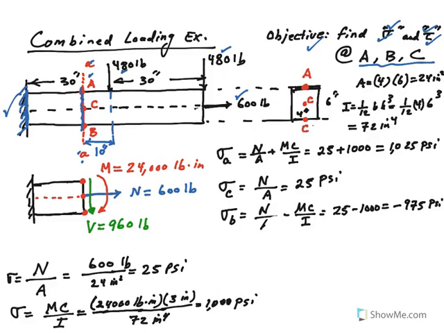So let's look at this section. If we cut right here and look at the left side of the beam, you could also use the right portion if you want, but it's easier to use the left side. All you have to do is transfer all the loads to that section. So take this 600 and put it right here. That is an axial load, which I call N instead of P. It's a normal force.